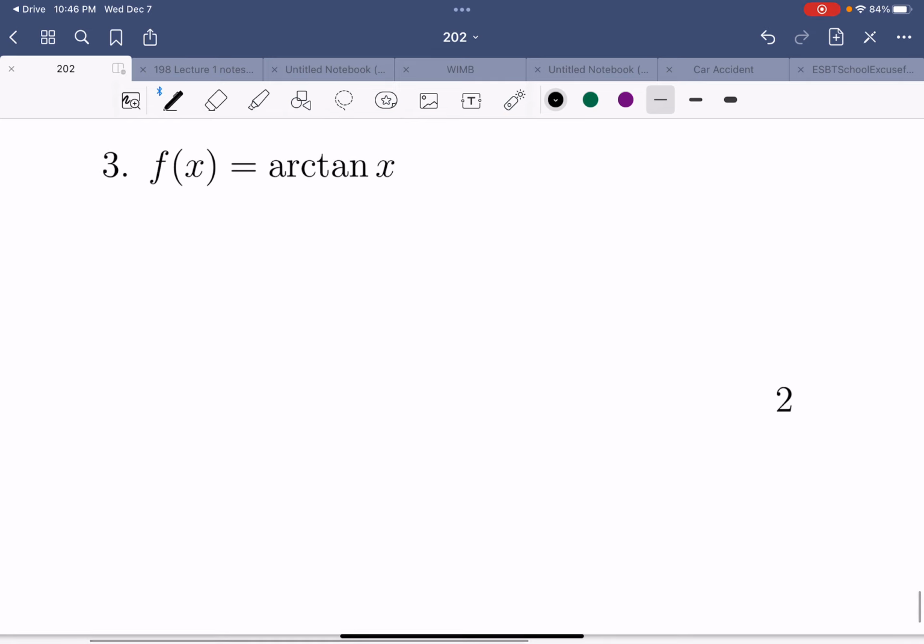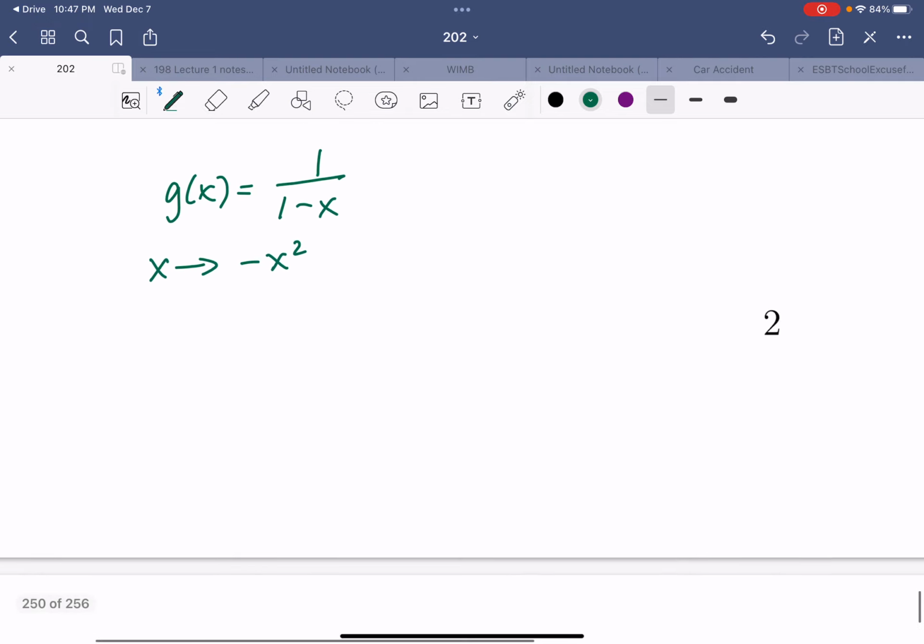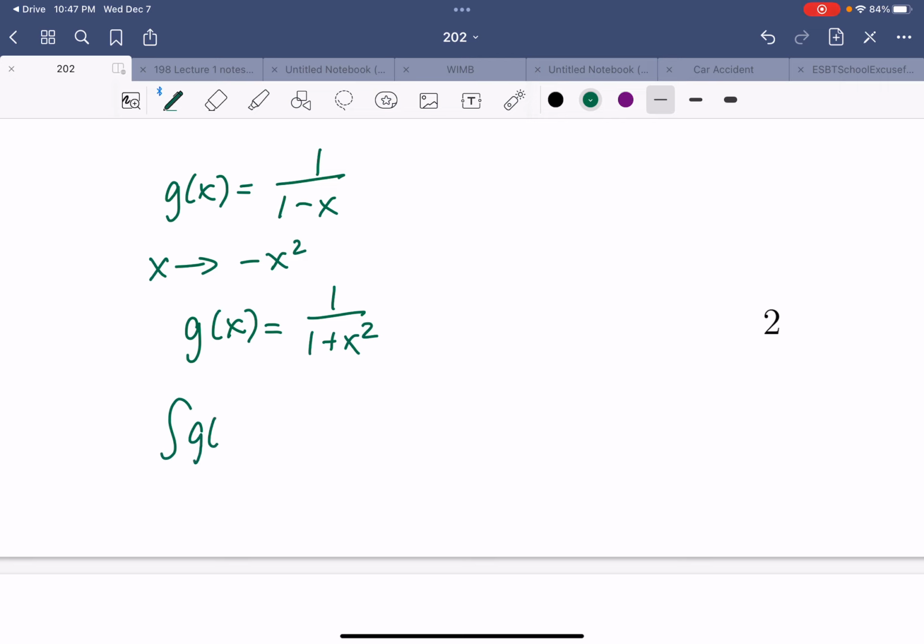How about arctan of x? Well, arctan of x looks kind of like 1 over 1 minus x if I look at its derivative. So if I think of g of x as 1 over 1 minus x, well, I really need this to be 1 plus x squared. So let's let x become negative x squared. If I do that, then my g of x is now 1 over 1 plus x squared, and the integral of g of x dx is the arctan of x, which is what I have.